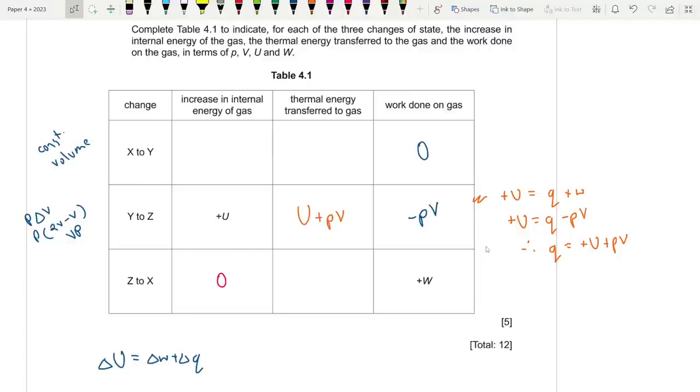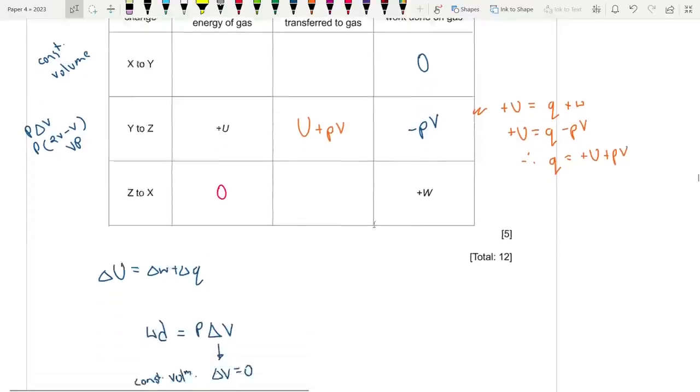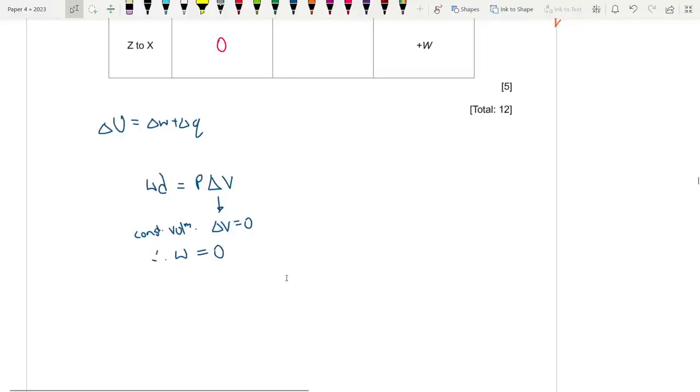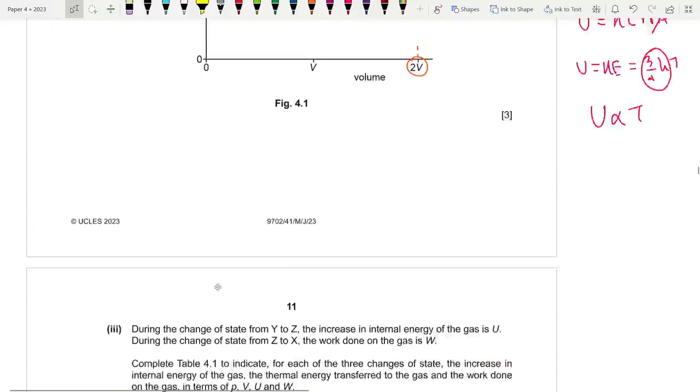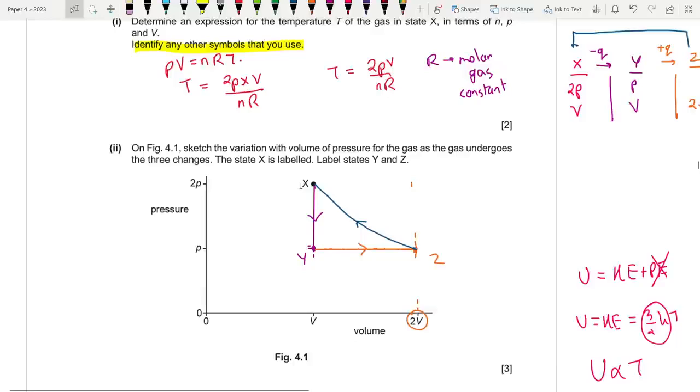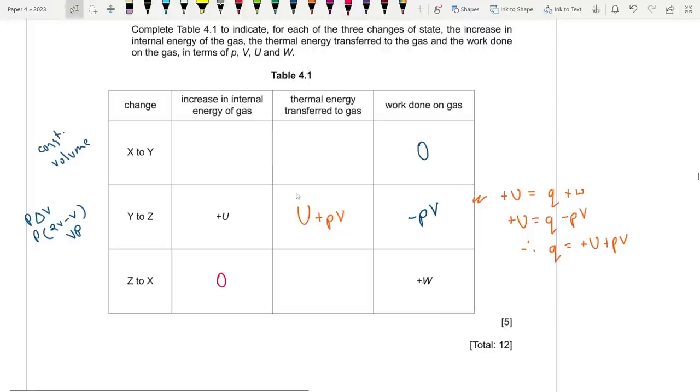This is a fact that you guys need to know. If any change occurs at constant temperature, the net change in internal energy will always be 0. Now we can backtrack again, because throughout the whole cycle, I started from X and came back to X again, where my pressure is the same, volume is the same, N is the same, R is the same, and T is also the same. So what does that mean? Throughout my whole cycle, the net internal energy that I've gained is actually 0.